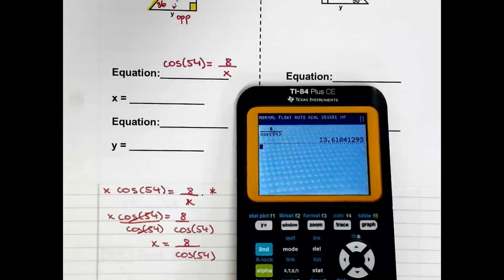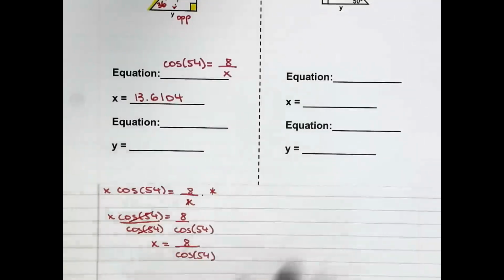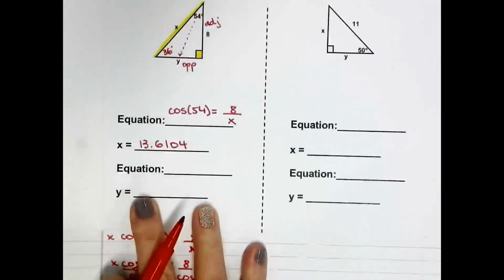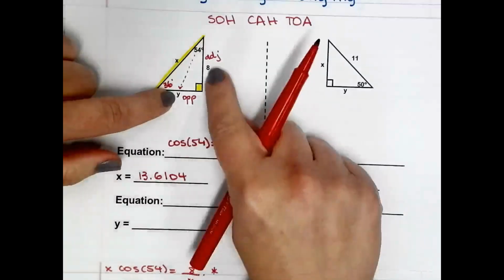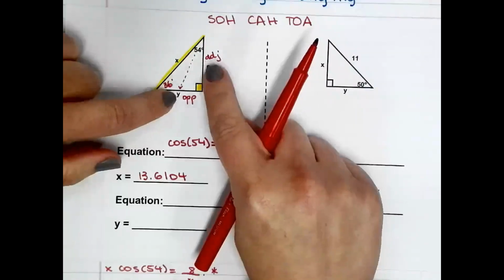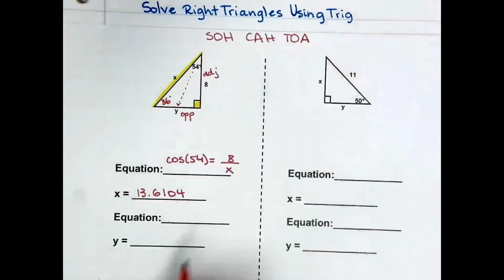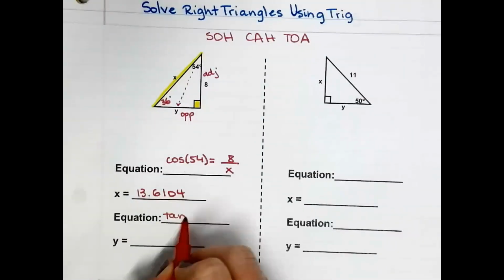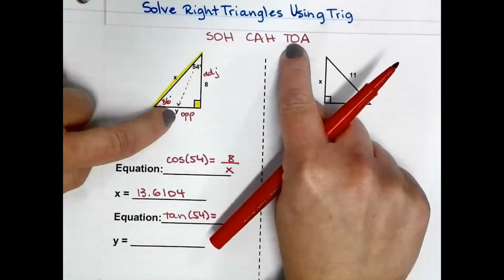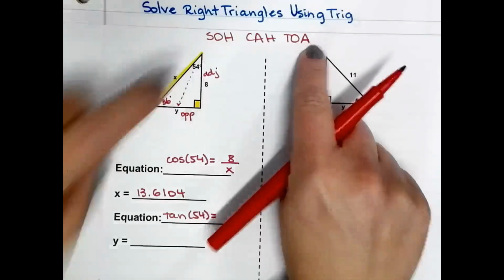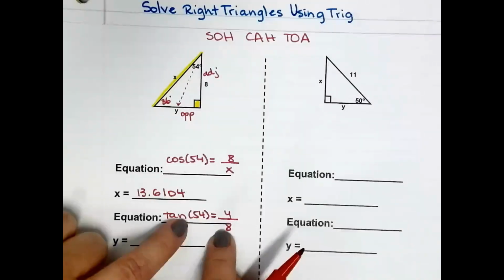So 13.6104. All right, now I need to find y, and y is that one right there. I have opposite, and I have adjacent. So with opposite and adjacent, I'm going to use tangent. Tangent of 54 equals opposite, so y, over adjacent, 8. So y over 8.